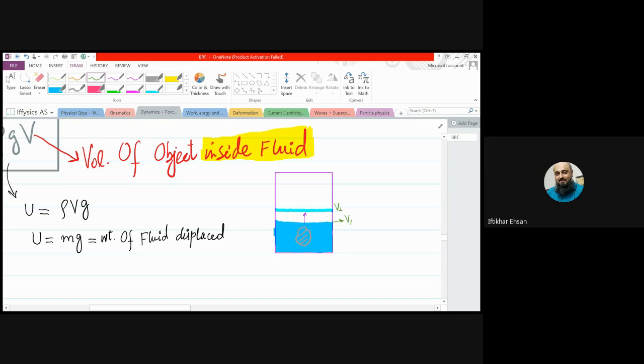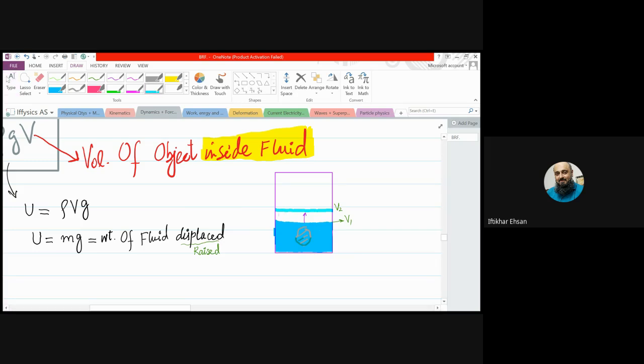So how much the liquid has risen? The volume of the liquid which has risen will be equal to the volume of the object inside the fluid, right? So beta, whenever we put any object inside a liquid, the liquid or fluid rises. It is displaced, we say. Displaced means which has been raised. This mg is the weight of the fluid which has risen.